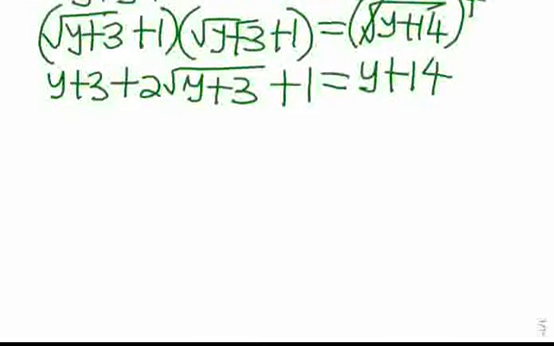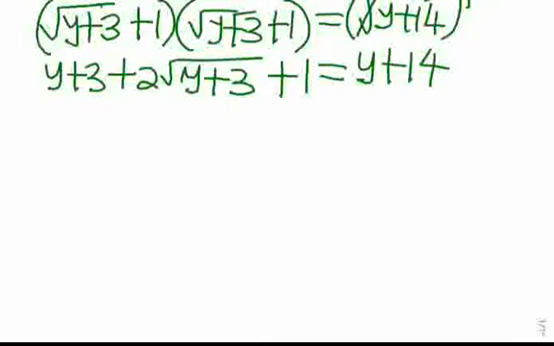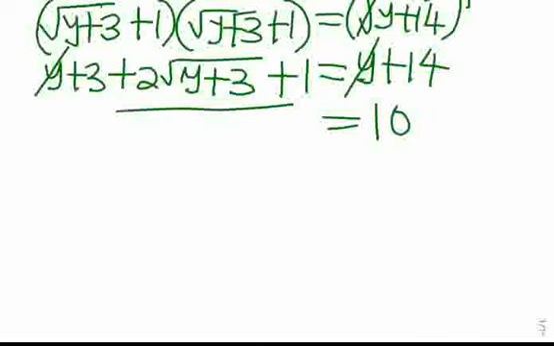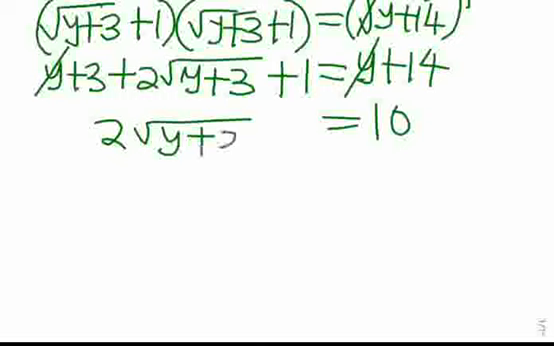Then the next thing we're going to do is to collect some like terms. Before then, this y cancels this y. 3 plus this 1 is 4. And then 14 minus the 4 leaves 10 on this other side. For this left hand side, we're going to have 2 root y plus 3 left. Dividing both sides by 2 will give us root y plus 3 equals 5.